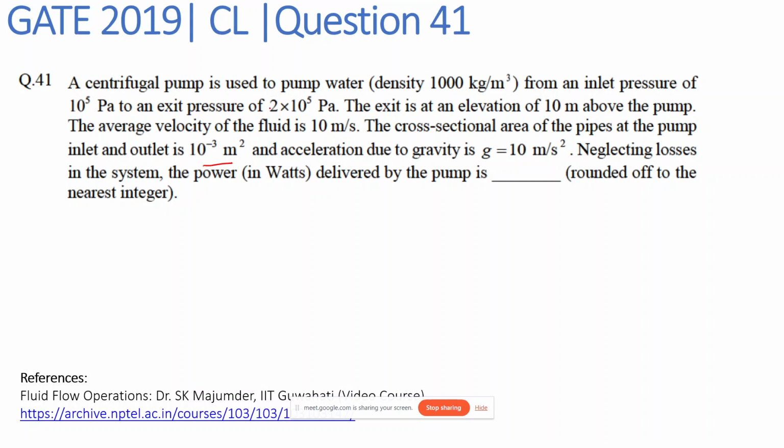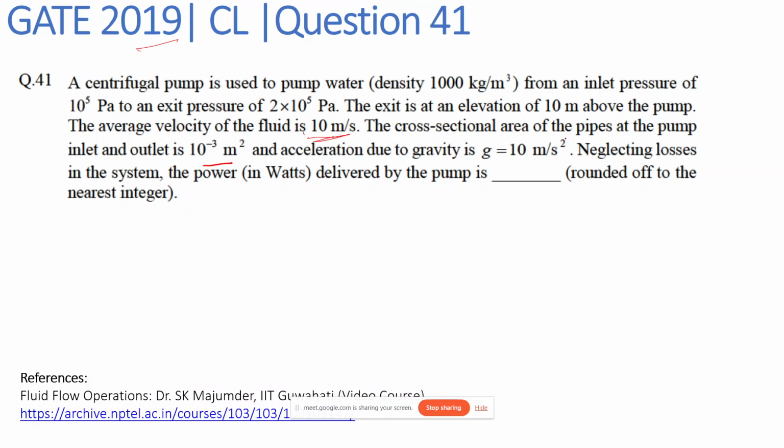So again, this is a very similar question. This is question number 41 from GATE 2019, and the question is: a centrifugal pump is used to pump water of density 1000 kg per meter cube from an inlet pressure of 10 raised to 5 Pascal to an exit pressure of 2 into 10 raised to 5 Pascal. The exit is at an elevation of 10 meter above the pump. The average velocity of the fluid is 10 meter per second.